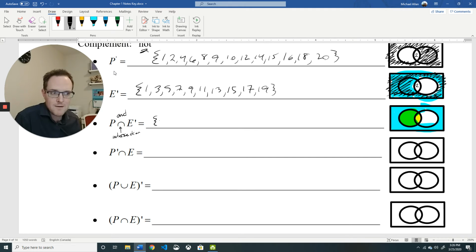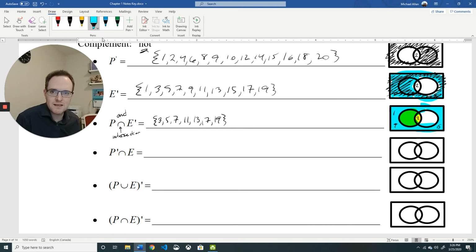So you notice that 2 sits out there. That's not inside that little green area that we just created. 1, 9, and 15 are not inside those common areas either. So I'm just worried about the prime numbers that are not 2. So 3, 5, 7, 11, 13, 17, and 19. Those are my prime and not evens.